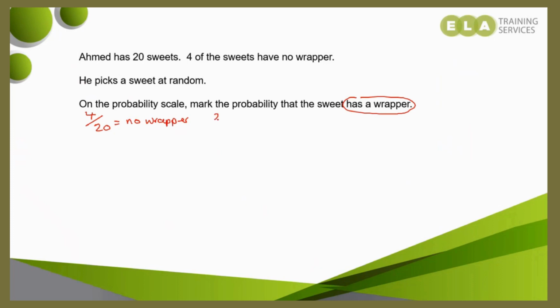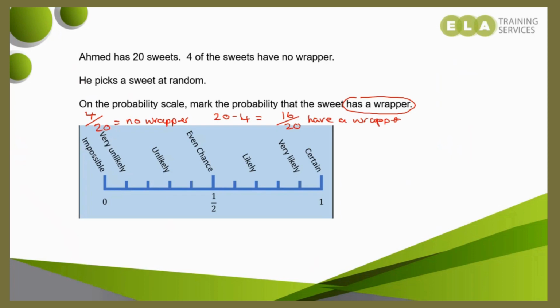So we're going to do 20 take away 4, which is then 16 out of 20 have a wrapper. Okay, now let's have a look at our scale. So our scale, let's have a count. 1, 2, 3, 4, 5, 7, 8, 9, 10. Our scale is out of 10. But our fraction is out of 20.